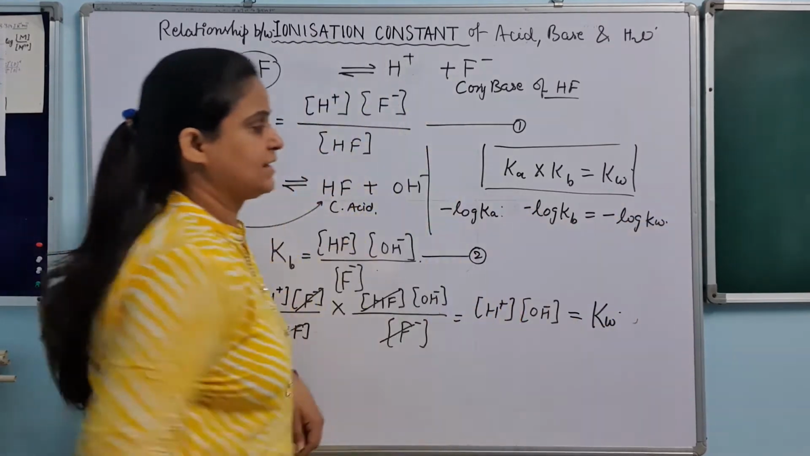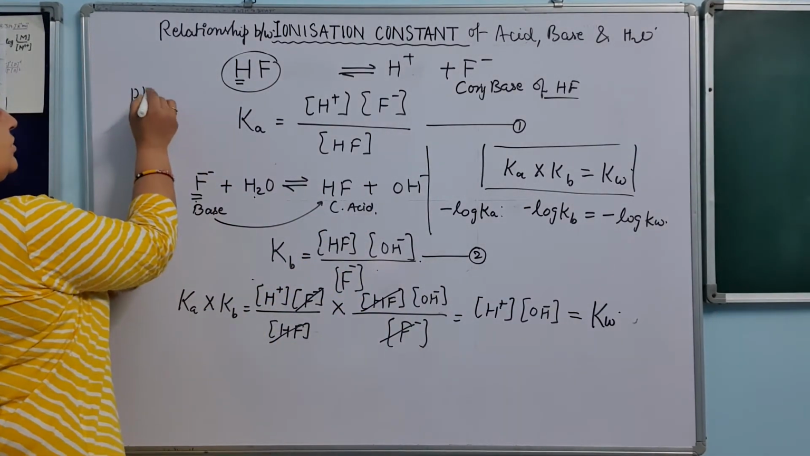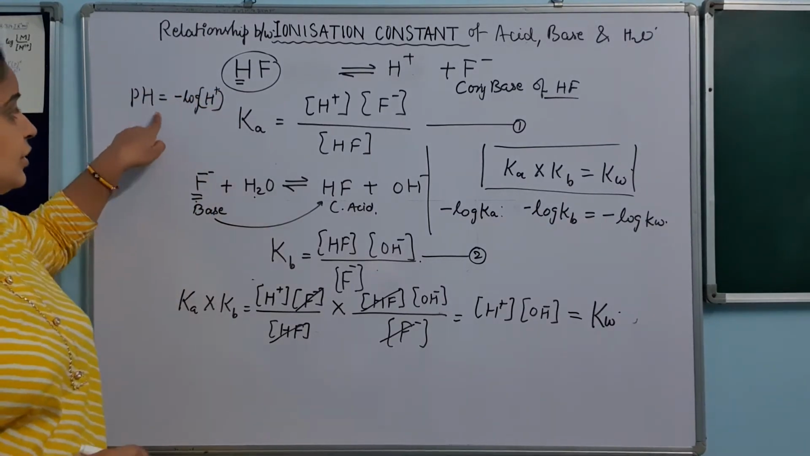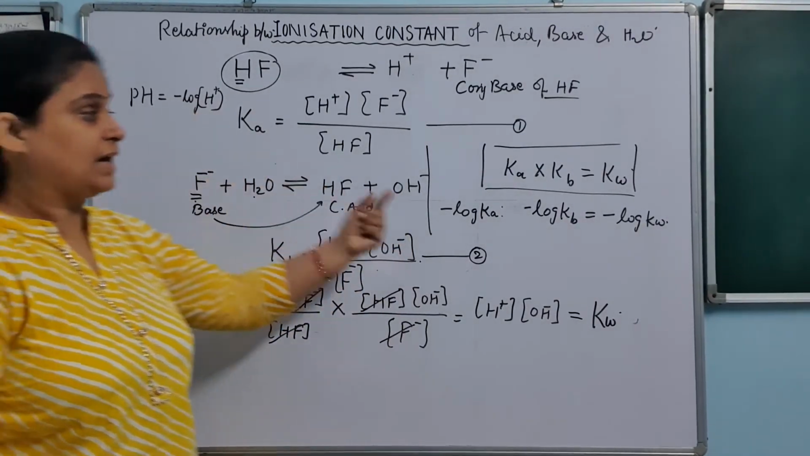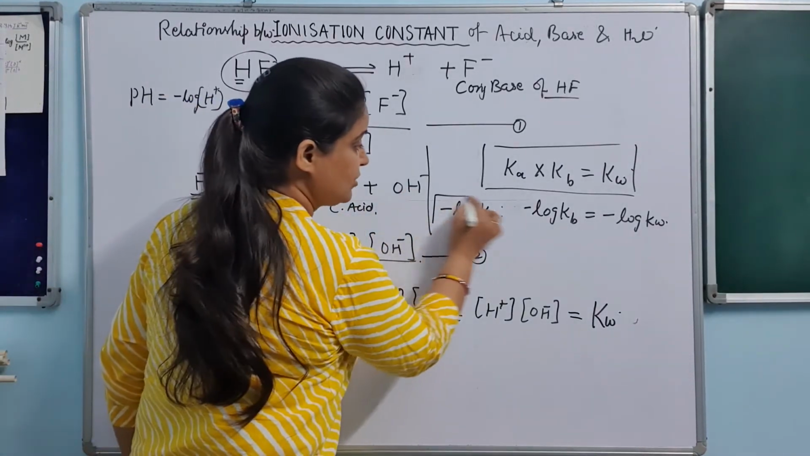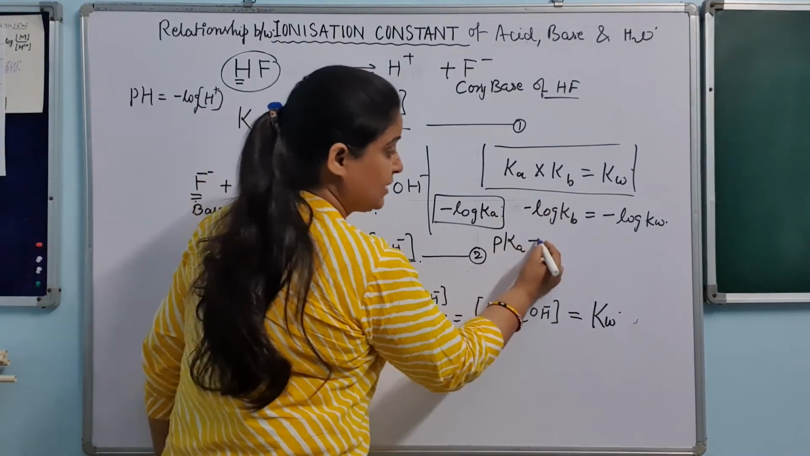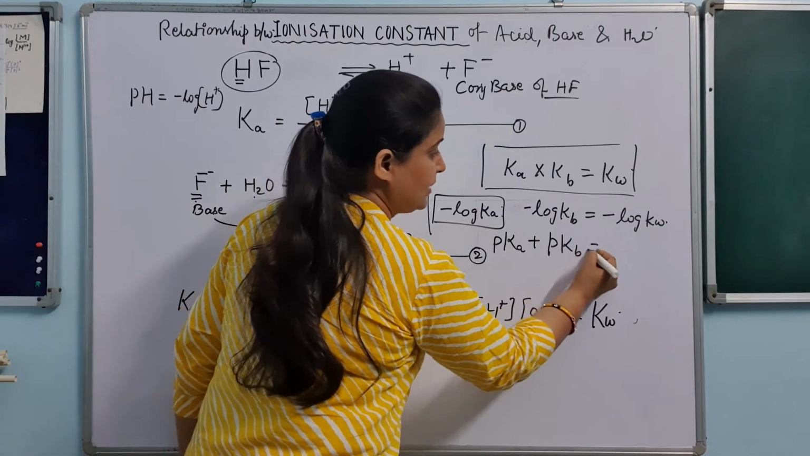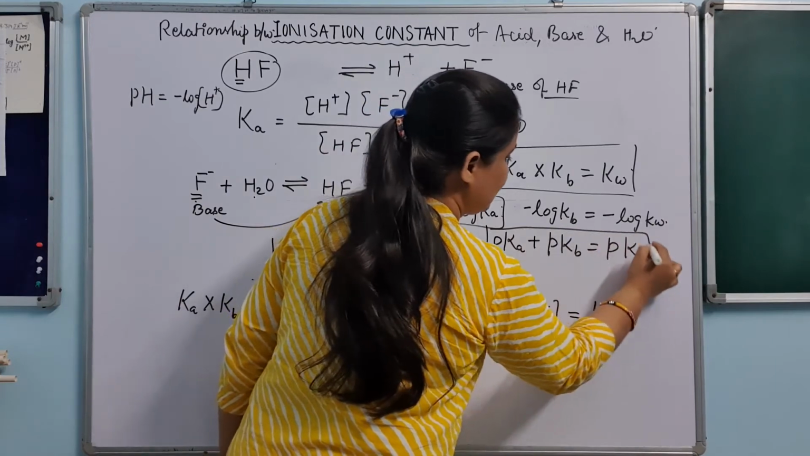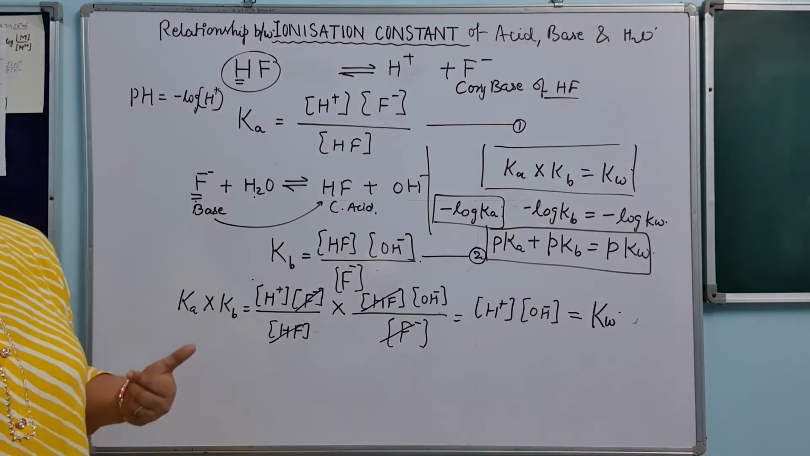W इसमें ये आ जाएगा, ठीक है। What is minus log of Ka? Remember that pH equals to minus log H plus ion. Okay, तो what is pKa? Minus log K is pK, इसे हम pKa बोल सकते हैं। तो minus log Ka will be pKa, minus log Kb is pKb, and minus log Kw is pKw. So they are also related with each other like this. So pKa plus pKb equals to pKw.